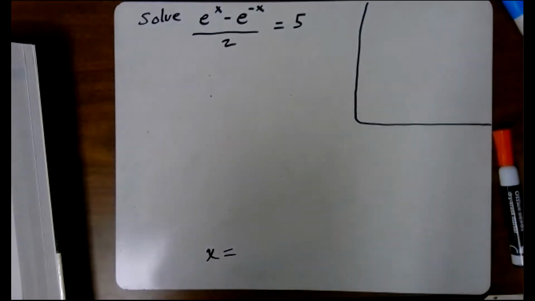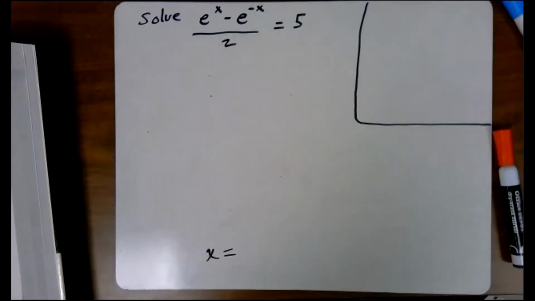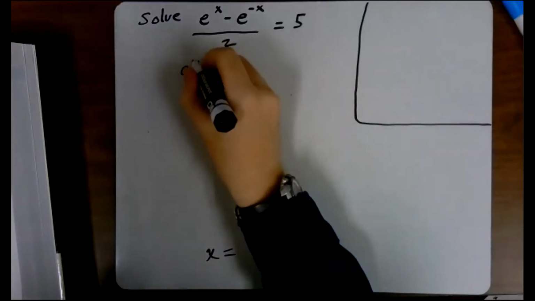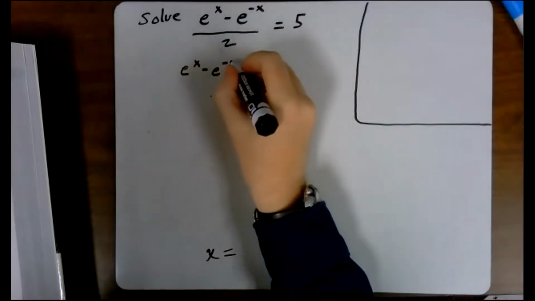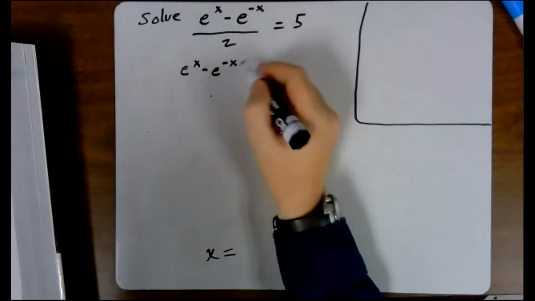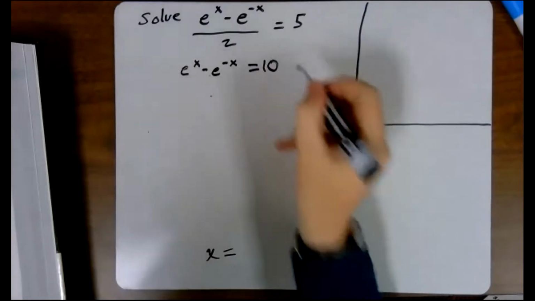So we have e to the x minus e to the negative x over 2 equals 5. Well, first things first, that 2 is annoying, so I'll multiply both sides by 2. Now I have e to the x minus e to the negative x. Easy enough.